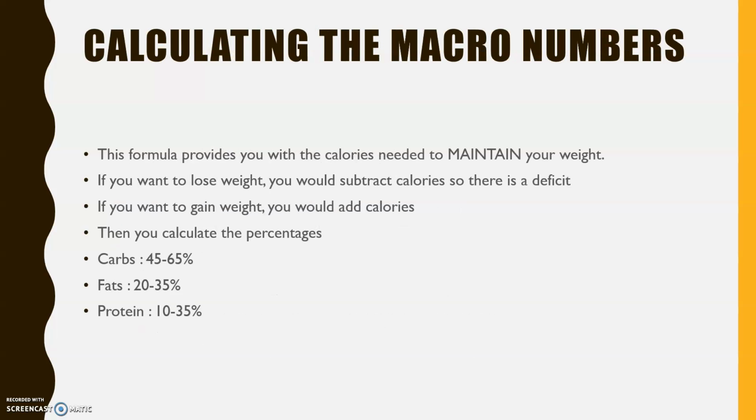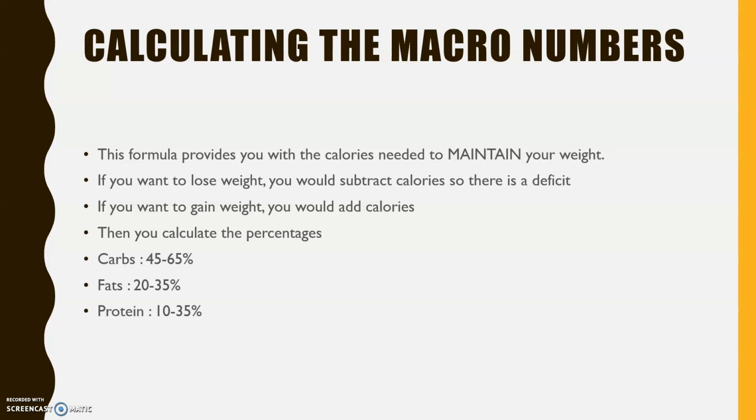Now, once you get your number, it's providing you with what your body needs to maintain your current weight. So if you want to lose weight, you need to subtract calories. So there is what's called the caloric deficit. That way you're going to consume less than what your body needs to maintain. But if you want to gain weight, you're going to add calories. Then you're going to calculate your percentages.